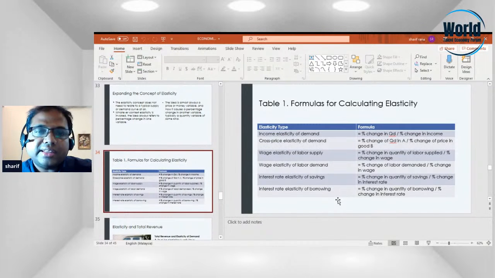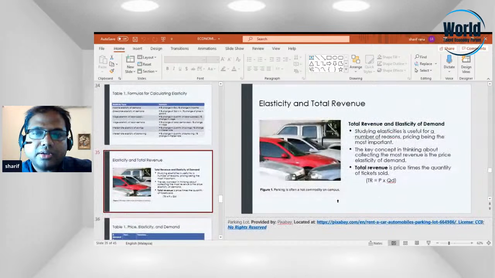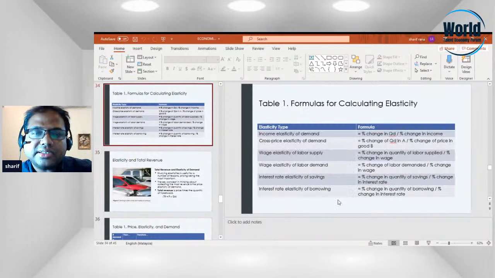Formulas for calculating elasticity. Income elasticity of demand: the percentage change in QD divided by the percentage change in income. Cross-price elasticity of demand equals the percentage change in QD divided by the percentage change in price. Wage elasticity of labor supply: the percentage change in quantity of labor supplied divided by the percentage change in wage. Wage elasticity of labor demand: the percentage change in labor demand divided by the percentage change in wage.